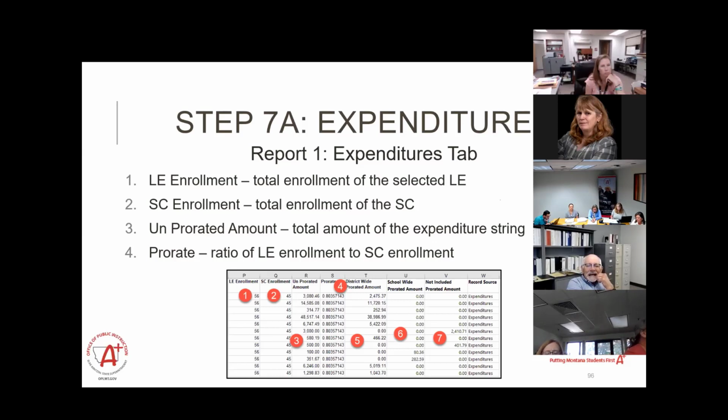There's a prorate field that is a ratio of your LE enrollment to SC enrollment. So if you have 1,000 in total enrollment and each of your SCs has 500 students, you're going to see a 0.5 in that prorate amount.